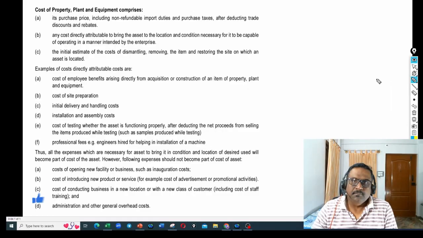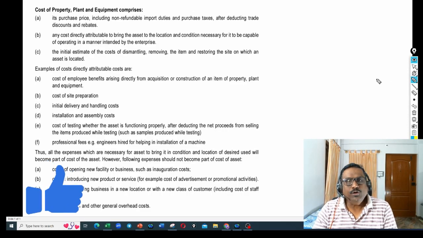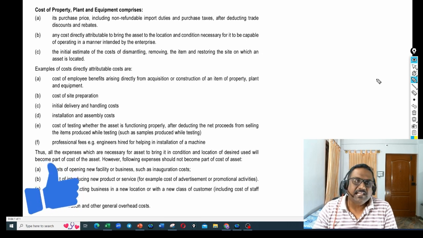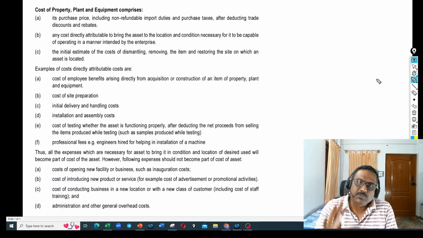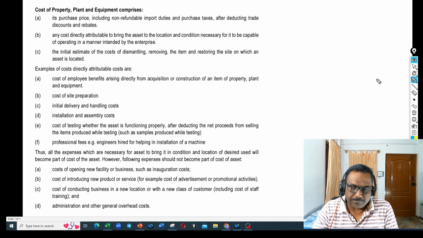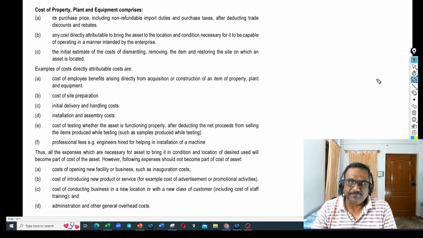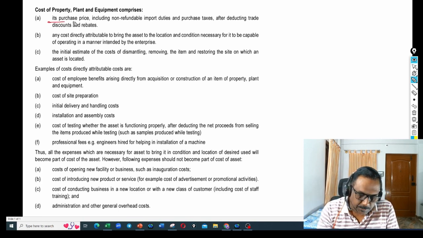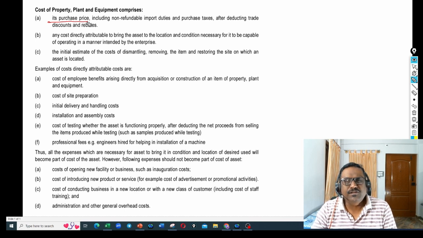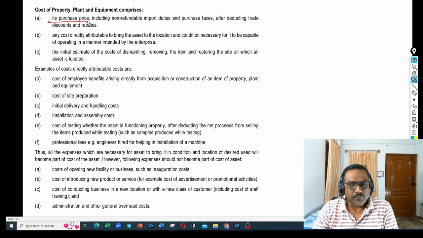Okay, guys, we are going to talk about cost of property today. When I say cost of property, what are the expenses to be included as a part of cost of property? That is what we are going to do. First one, its purchase price. Obvious, right? When we purchase a property or a plant or a machinery, its purchase cost has to be included. So purchase cost is a must.